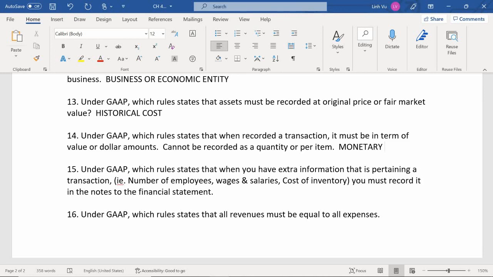Number 15, under GAAP, which rule states that when you have extra information pertaining to a transaction, i.e. number of employees, wages and salaries, cost of inventory, you must record it in the notes to the financial statement? Adequate disclosure. Adequate disclosure, yes.